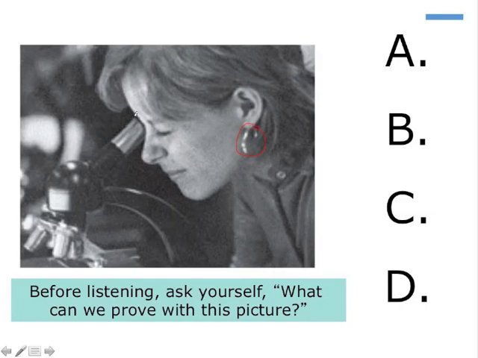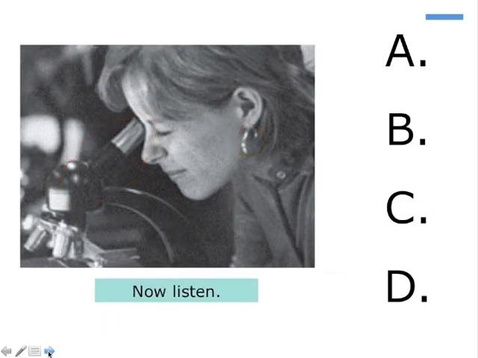She does seem to be looking into some sort of device, but we can't necessarily say, is she a scientist? We don't really know that. But we can prove the fact that she's looking into this particular apparatus here. And the reason I'm not mentioning it by name is because this might be a trick that we'll see in just a moment. But now that we're getting ready, let's listen to the four choices.